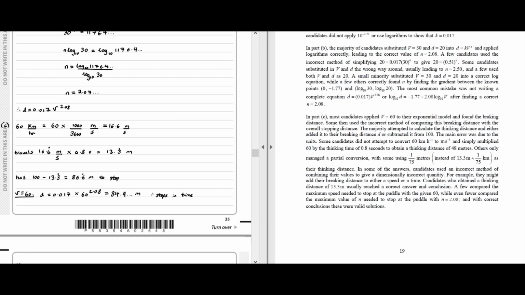Some compared the maximum speed to stop at the puddle with the given 60, while even fewer compared the maximum value of n needed to stop at the puddle with n equaling 2.08, and with correct conclusions these were valid solutions.